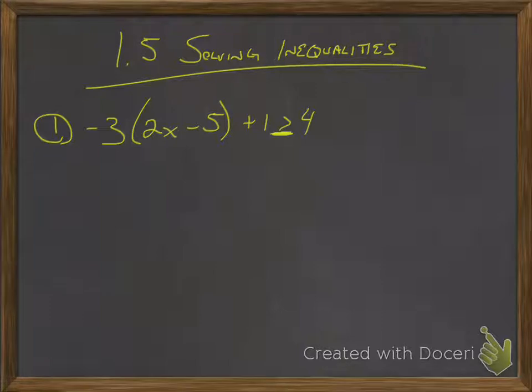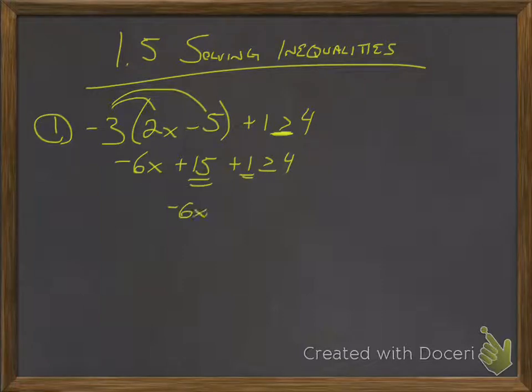Okay. First, just like equations, distribute. So this is a -3. -3 times 2 is -6, so I get -6x. -3 times -5 becomes positive 15. Plus 1 is greater than or equal to 4. Combine my like terms. -6x plus 16 is greater than or equal to 4.